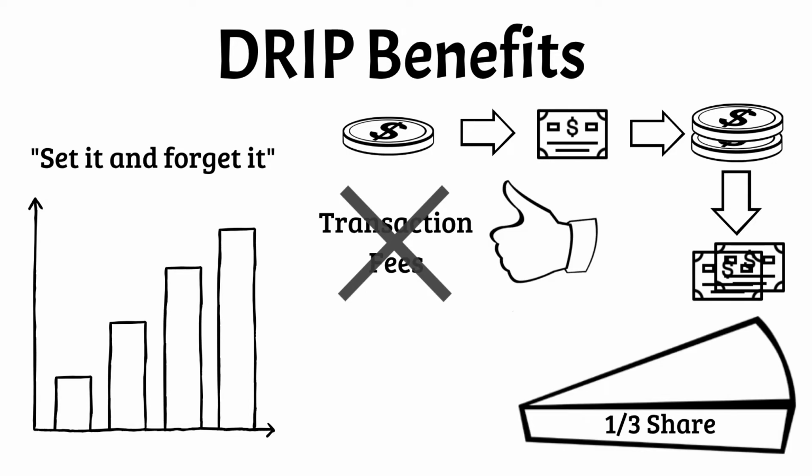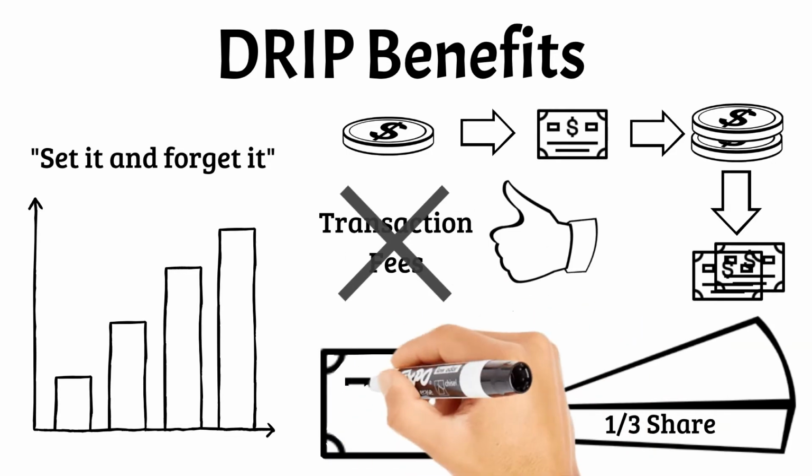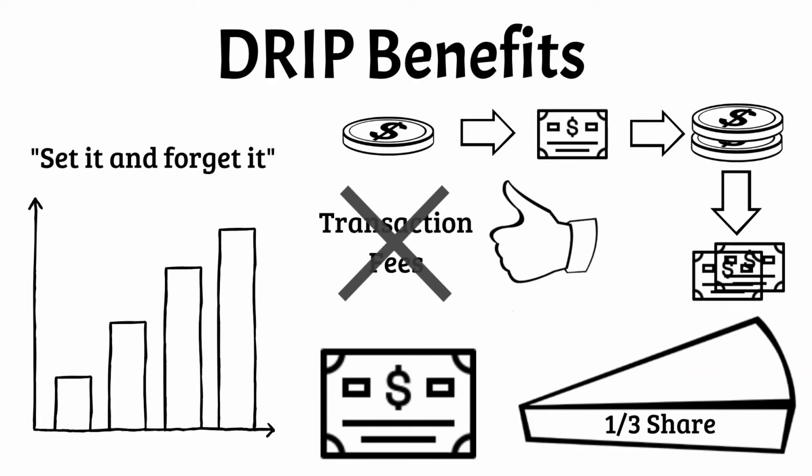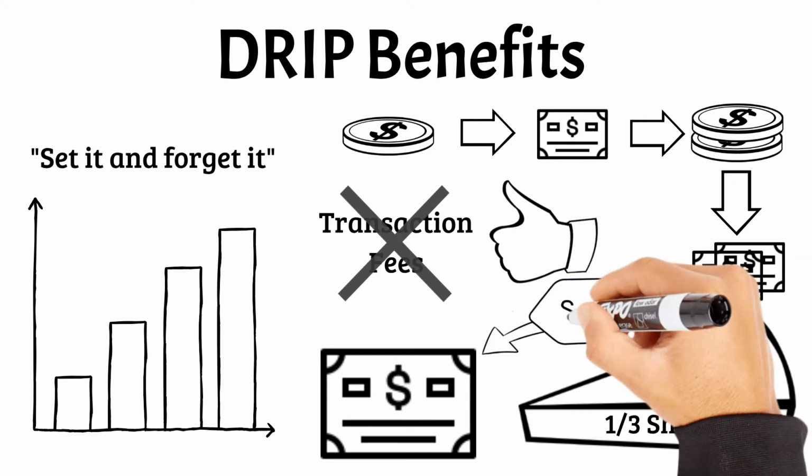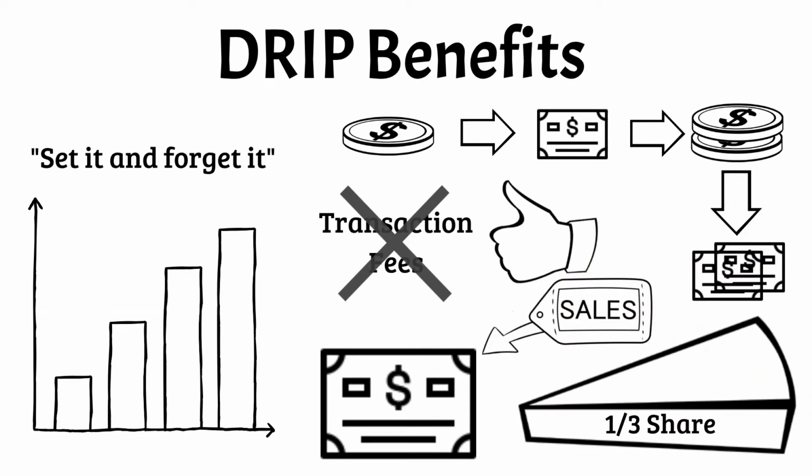Lastly, companies that offer DRIPs on their shares will usually give you a discount off the current price of the shares when your DRIP automatically reinvests. This discount will vary from company to company, but you can expect to get a 1 to 3% discount off the current price of the shares.